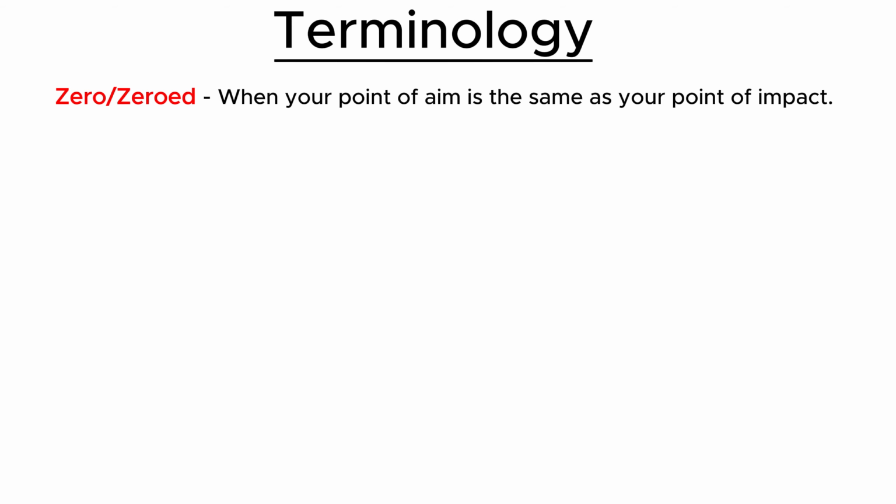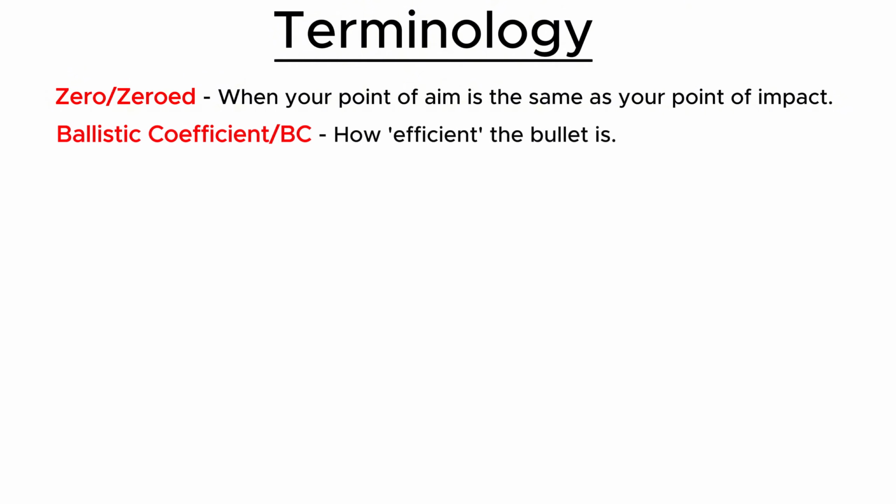Zero. This is where your point of impact is the same as your point of aim. For all following examples, your zero will be 100 yards. Ballistic Coefficient, or BC. BC is a measure of a projectile's ability to overcome air resistance during flight. A higher BC indicates the projectile experiences less drag and maintains velocity and accuracy over longer distances. Essentially, it quantifies how efficient the bullet is.